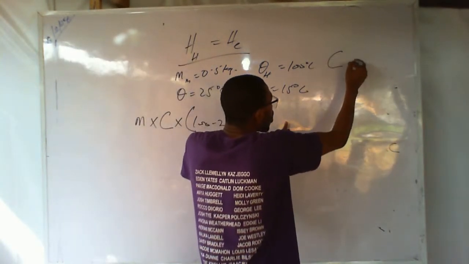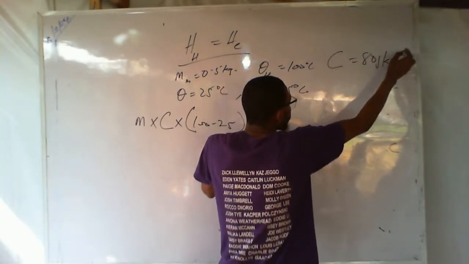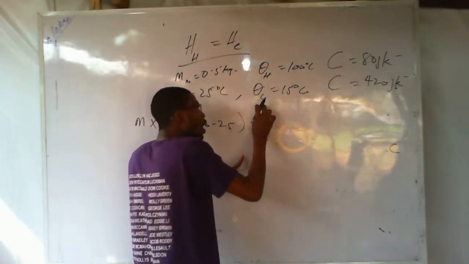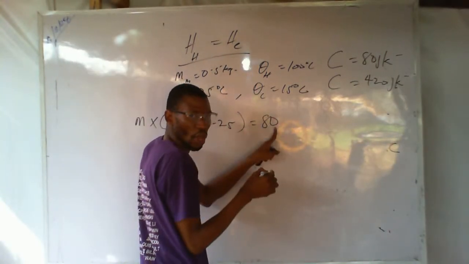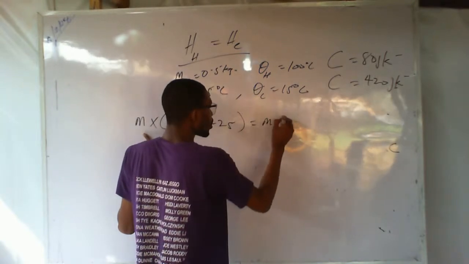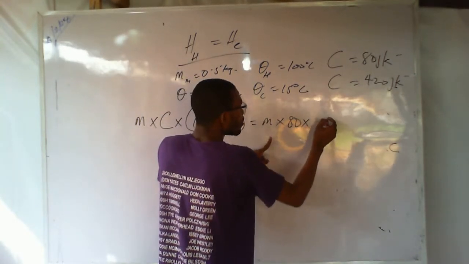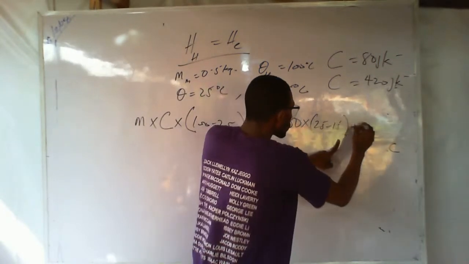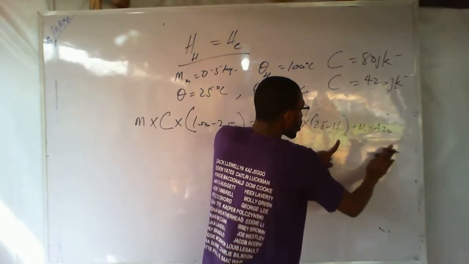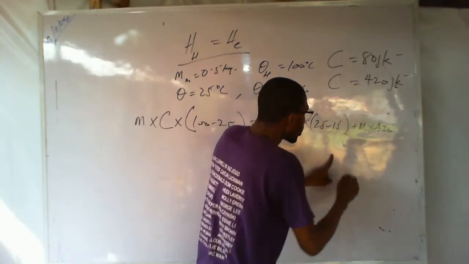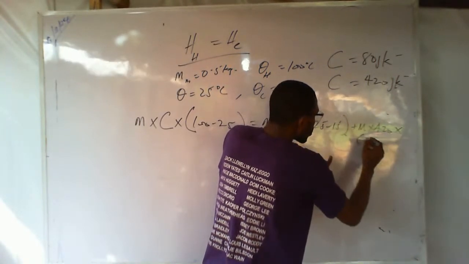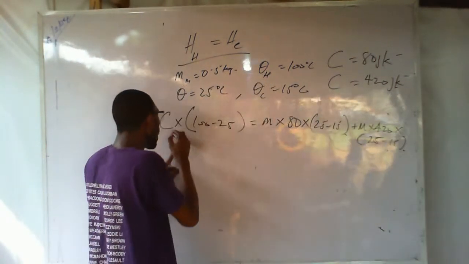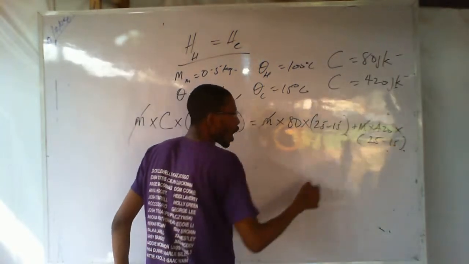The first heat capacity is what? 80 joule per Kelvin. The second one is what? 420 joule per Kelvin. So that will now be 80. Do you understand? That's the mass M times 80 times 25 minus 15, plus M times 420, based on what you are giving me, open brackets, times 25 minus 15, since they are the same temperature range. So now we cancel this all through. They are common.